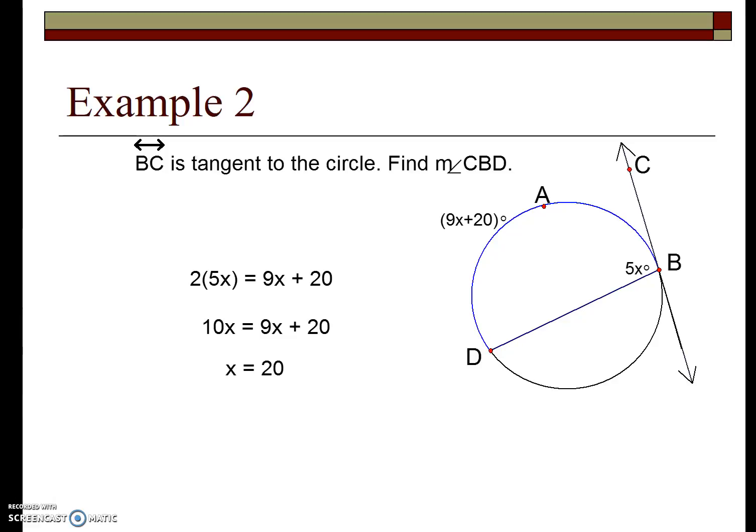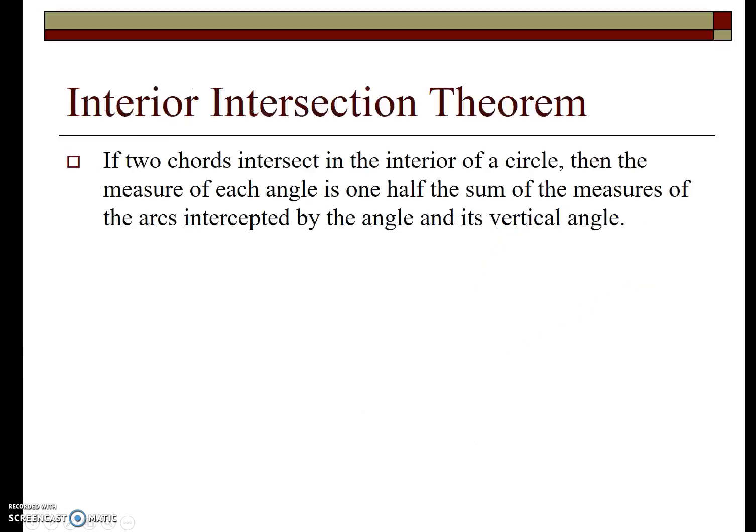However, I'm not done with my problem. I want to know what the angle CBD is, so I need to take that value and substitute it back in. So 5 times 20 is 100 degrees, which means that arc there is 200 degrees, which means this arc down here is going to be 160 degrees, because it's 360 minus 200. Okay, hopefully you followed that train of thought. All right, on to our next one.